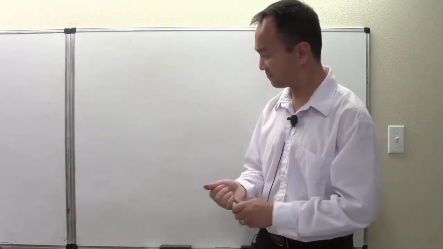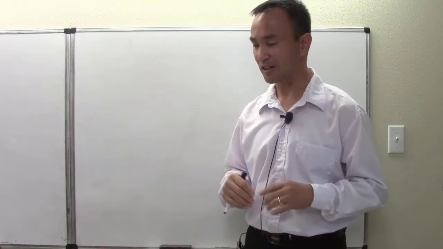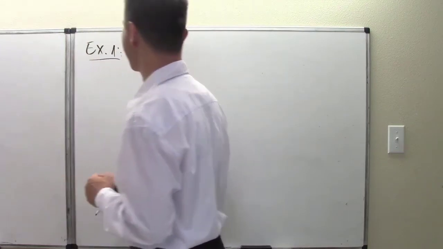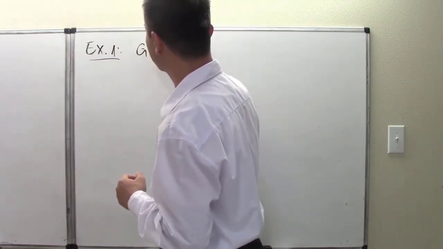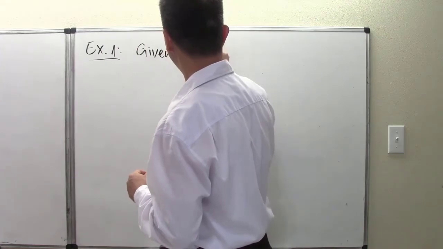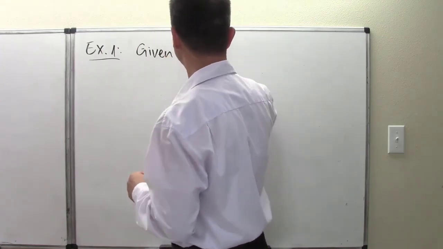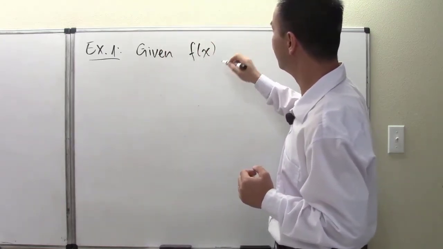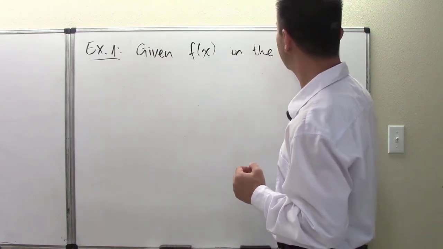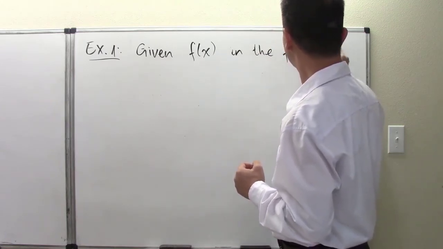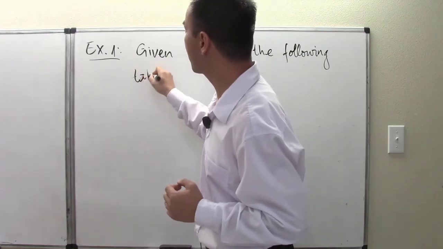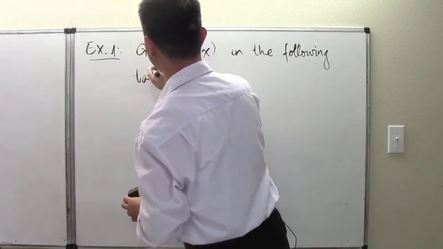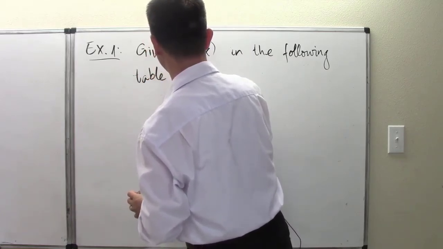Okay, so now let me first start out with this example over here. Let's now formally call that example 1. We are given a function f of x in the following table. So we have a function given as a table, or being represented as a table.